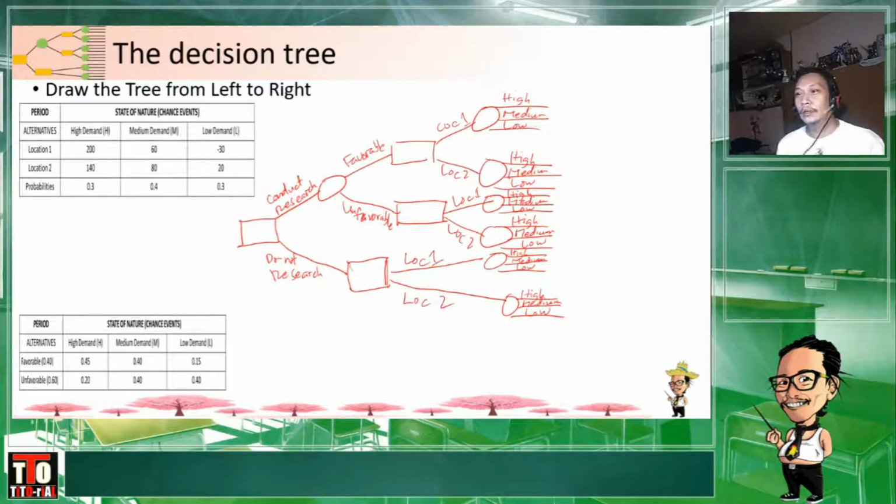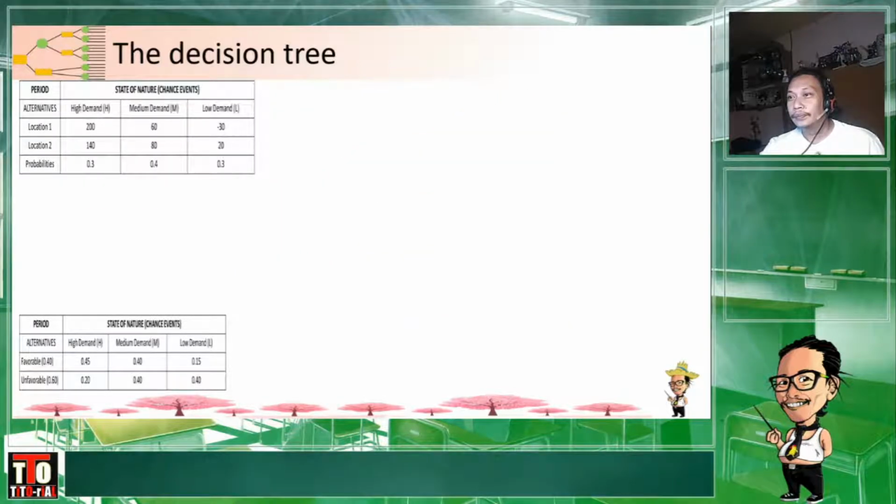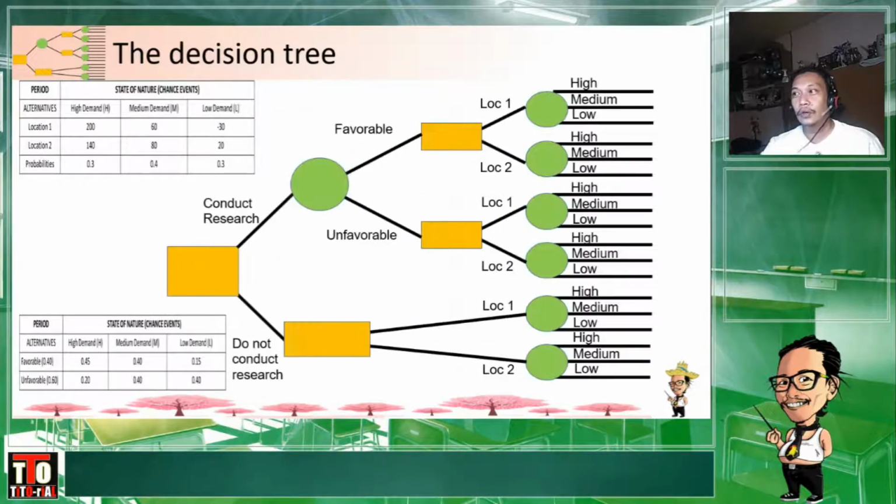Okay? So, ayusin ko na lang ang itsura niyan. Okay? Para mas madali nating maintindihan. Kasi ang pangit talaga ng sulat ko. Okay. So, ito na yung itsura ng ating decision tree complete with our decision nodes. Ito yung square, yung circle ng ating state of nature nodes. Again, a decision node, and then ito, state of nature nodes with complete labels. Okay?